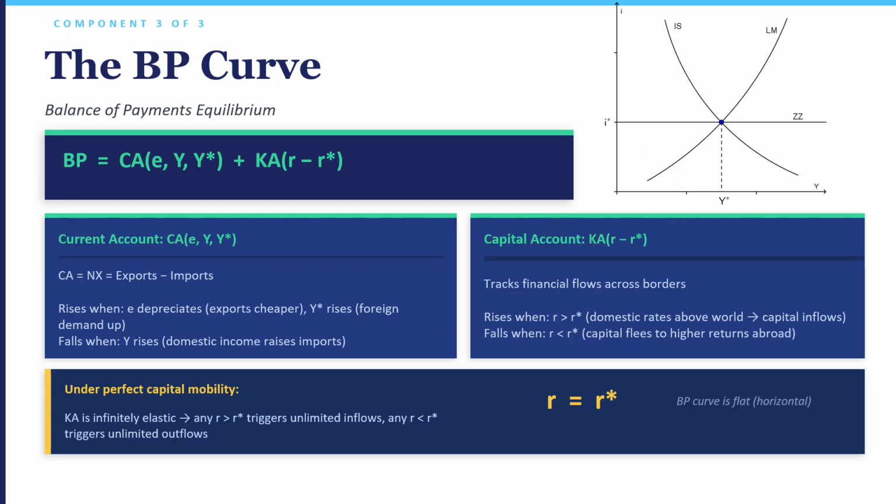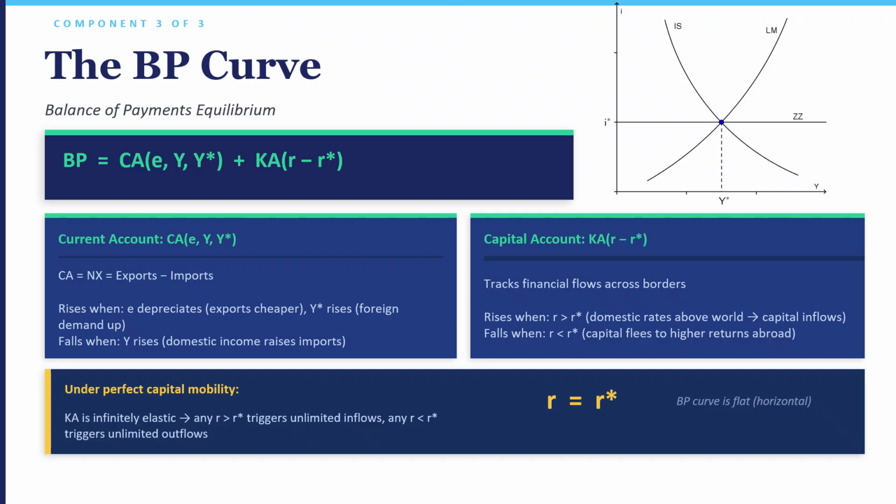The BP curve stands for balance of payments. This is just the current account and the capital account summed, and you will often see this set equal to zero, meaning money flowing out through trade must equal money flowing in through investment and vice versa. The first part of the formula is CA as a function of exchange rate, domestic income, and foreign income. It is essentially net exports improving when your currency depreciates, making your goods cheaper abroad, or when foreign income rises, and it will worsen when your own income rises because you would import more.